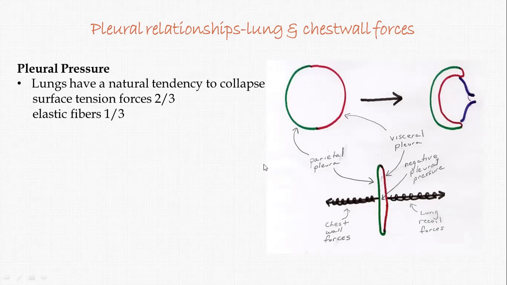Lungs actually have a natural tendency to collapse due to two factors. First, surface tension forces, which contribute 2/3, and second, elastic fibers, which contribute 1/3. They will contribute to the tendency to collapse. If you remember rubber, if you stretch your rubber, the elastic fibers will again go back to their normal state. So that is the 1/3 fiber contribution. Lungs contain elastic tissue, so they always have the tendency to collapse.